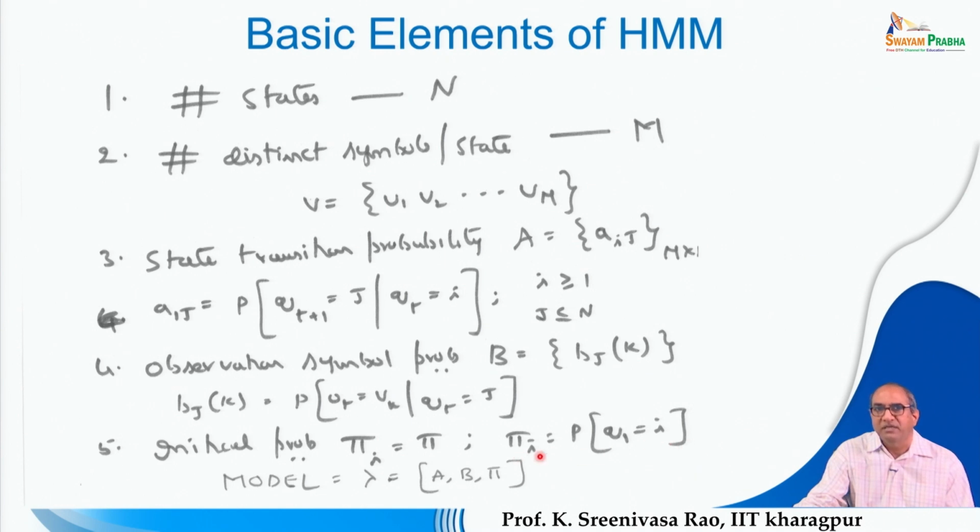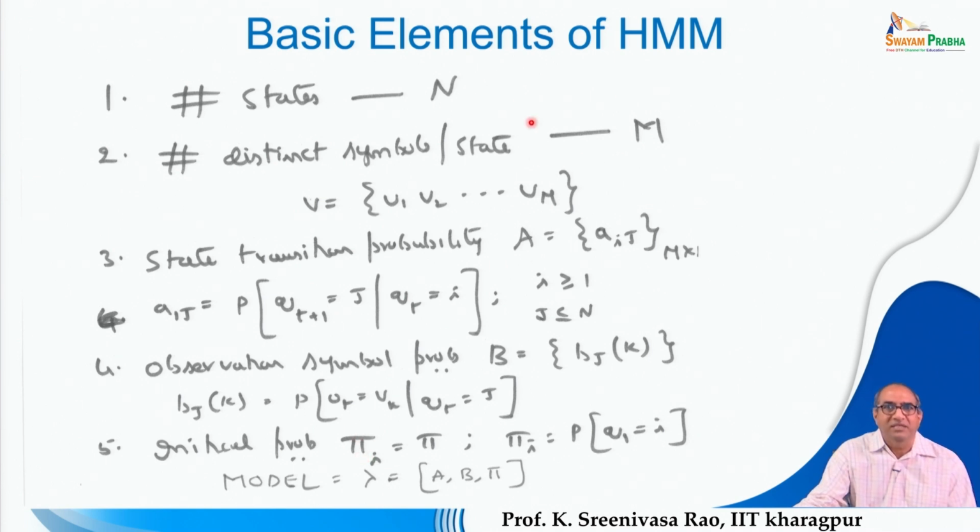So, this pi_i represents the initial state probability, and since there are n states, pi is again multidimensional. It is a matrix of order 1 cross n. That means there are n states, and each state has some initial probability. So, this initial probability matrix pi is a matrix of 1 cross n.